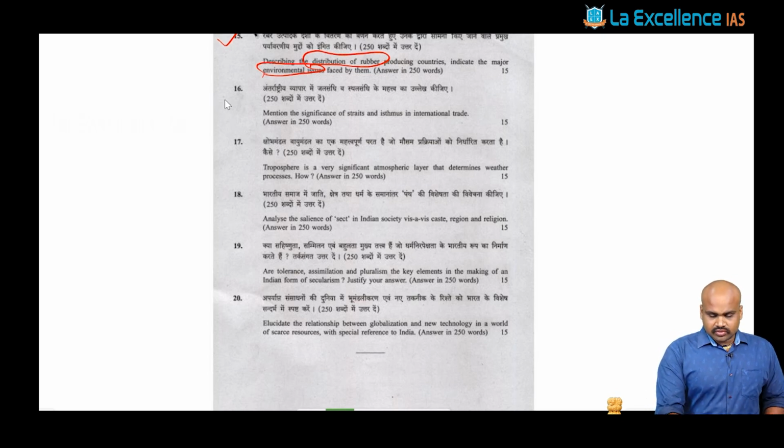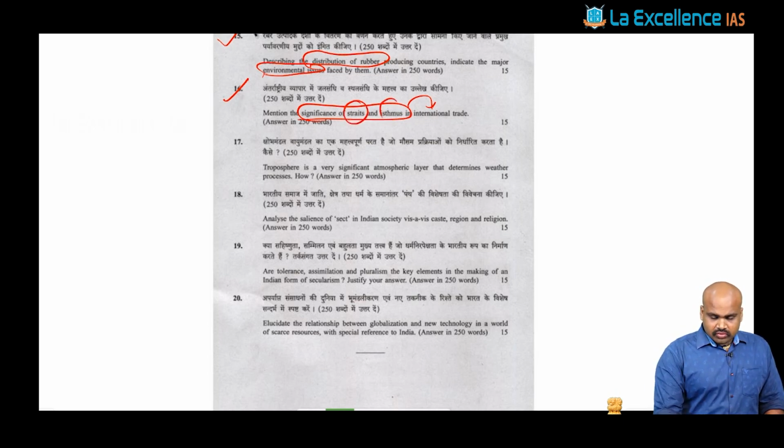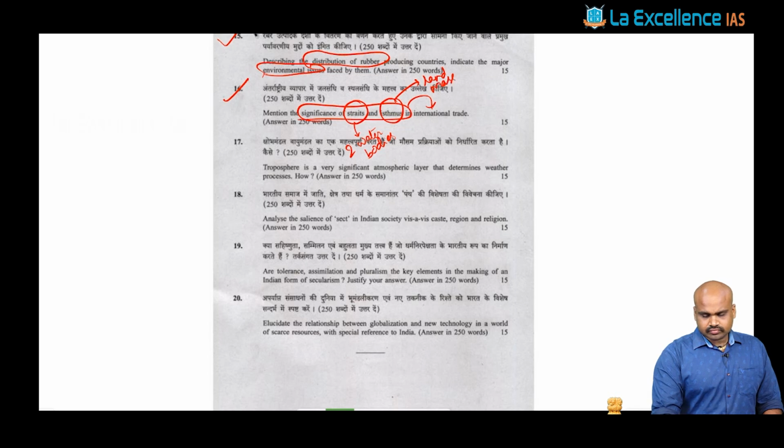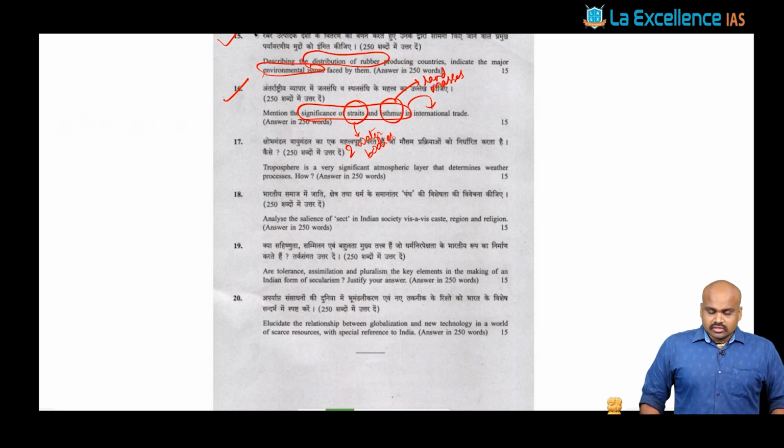Then moving on to the next question, it is talking about: mention the significance of straits and isthmus in the international trade. That means here you fundamentally need to know what a strait is and what an isthmus is. The simple understanding is that a strait is a narrow passage connecting two water bodies. And an isthmus connects two land masses. That is the understanding we generally have with respect to straits and isthmus, right?